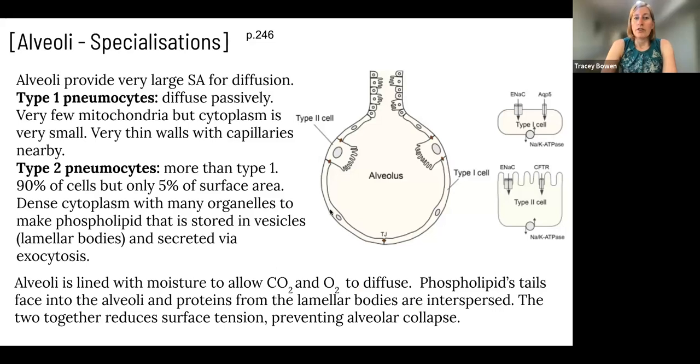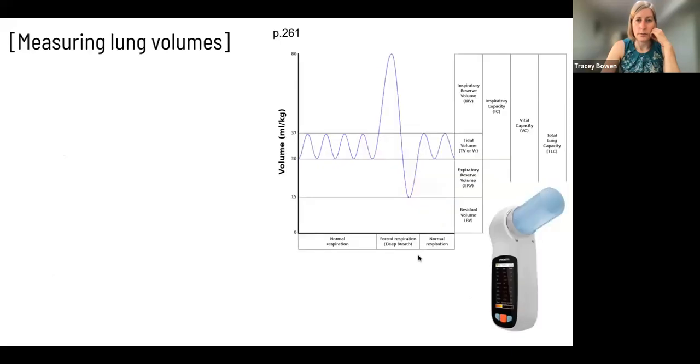So you can imagine that if they're making phospholipids, they would need many organelles to make that happen. Alveoli are lined with moisture to allow carbon dioxide and oxygen to diffuse, and those phospholipid tails face into the alveoli, and proteins from the lamellar bodies are interspersed. The two together reduce surface tension and prevent alveolar collapse. So if there are proteins in the vesicle type structure, they are going to work with these phospholipid tails to prevent the alveoli from collapsing.